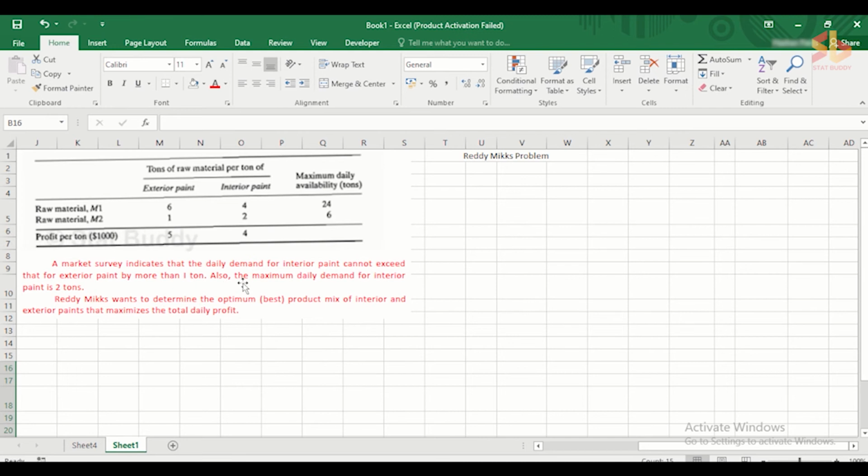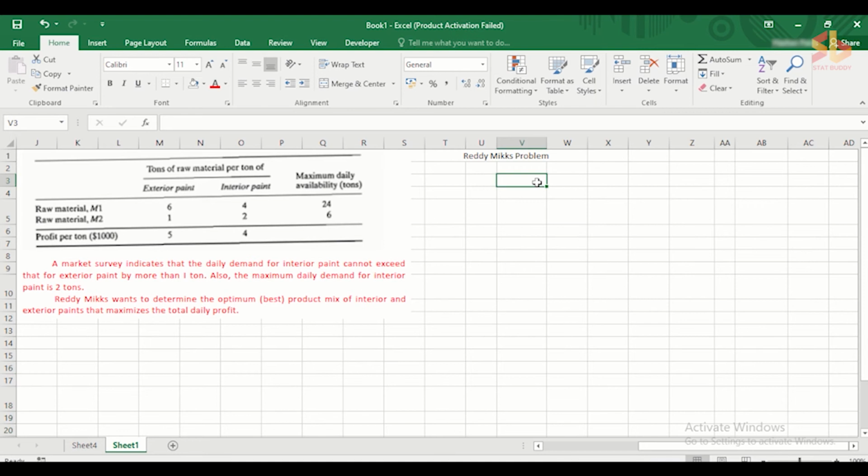And here, the maximum daily demand for interior paint is 2 tons, which means I have four constraints in this problem: two regarding the material availability and two regarding the demand of interior and exterior paint. So the decision variables should be exterior paint and interior paint, because the ready mix wants to determine the optimum product mix of the interior and exterior paints that maximizes the total daily profit.